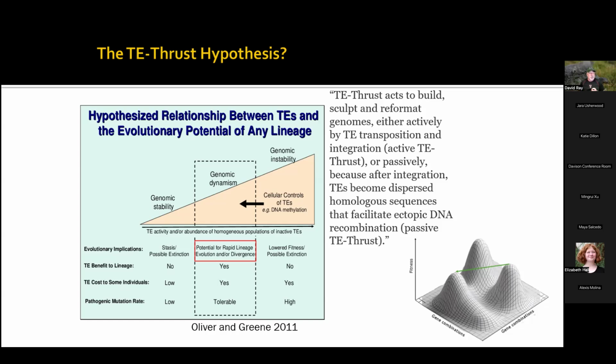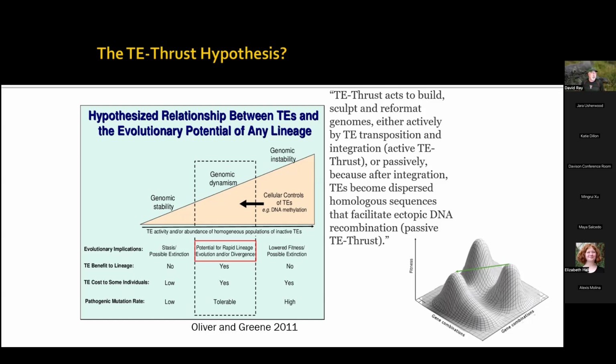Whereas if you've got this Goldilocks zone, this region where there's some transposable element activity, but not enough to kill you, and not too little, then you can have this area of genomic dynamism, where you can have transposable elements thrusting organisms into new niches, causing adaptive change that they can take advantage of. And I'll give some examples of those a little bit later as well.